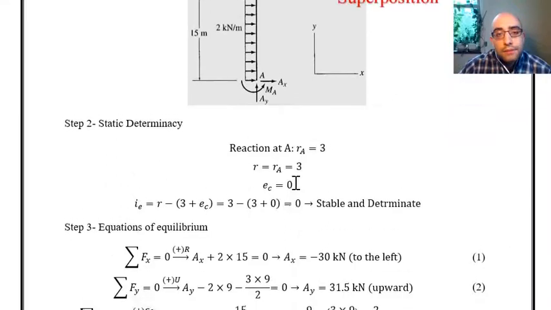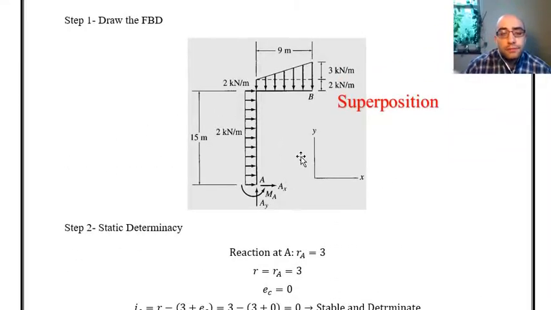So we could find the free body diagram. We could see that the structure is stable and determinate, and now I need to start analyzing the structure for finding the reactions. And for that, we need to write the equations of equilibrium.